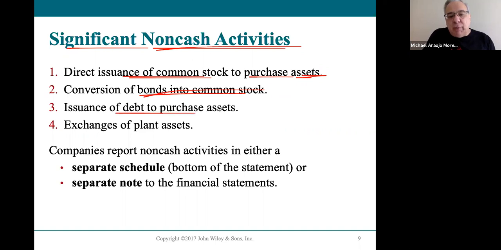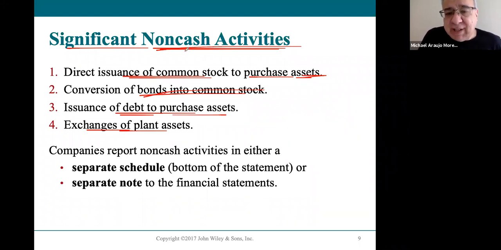If you buy an asset strictly through the issuance of debt, you simply borrow to buy the asset. That's also a non-cash activity. It's not costing your company any cash. You simply purchase the asset with a loan, but technically nothing is flowing in or out. Okay. Or if you exchange an asset, so you have a delivery truck and you exchange it for a new delivery truck. Okay. Doesn't necessarily need to cost you any cash. That would be a significant non-cash activity.